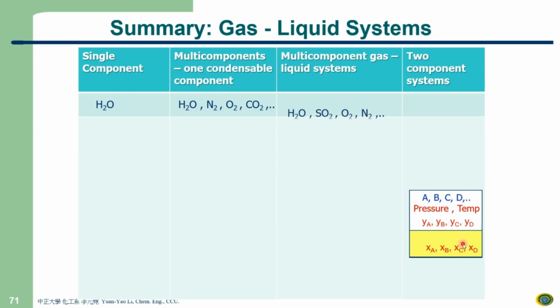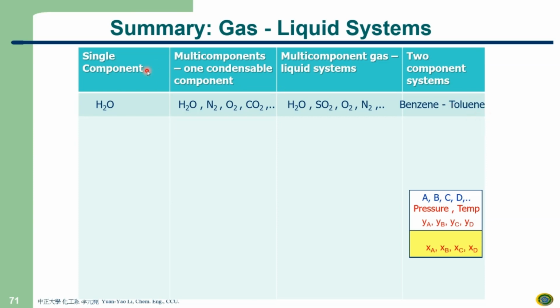The third case is multi-component liquid systems, which may have more than one condensable component, like water and sulfur dioxide, right? So this is two condensable. And then finally, we talk about the two-component systems. So we use benzene and toluene as an example.